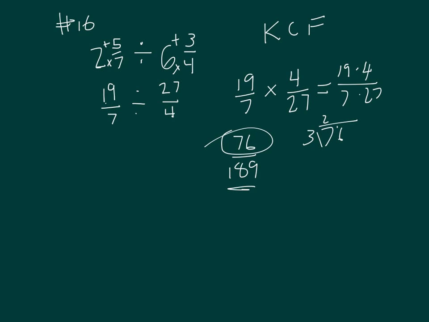The answer key is on the back of that. Do we have 76 over 189 as the answer? Yeah, so that cannot be reduced any further. 76 over 189 is the final answer on that one. All right.